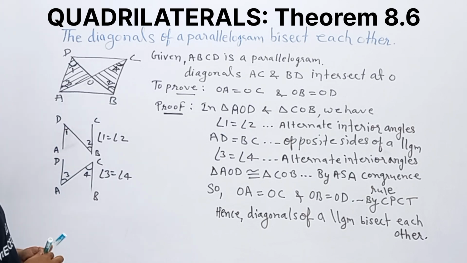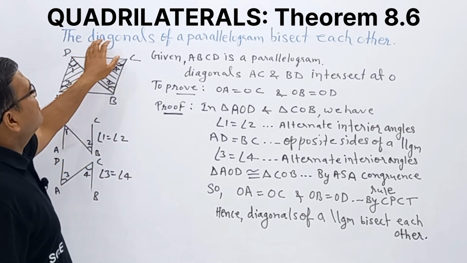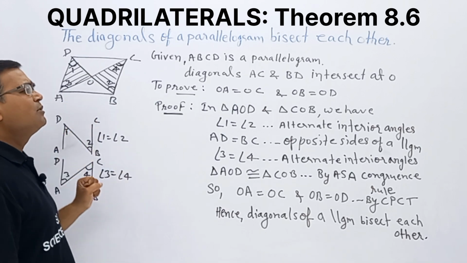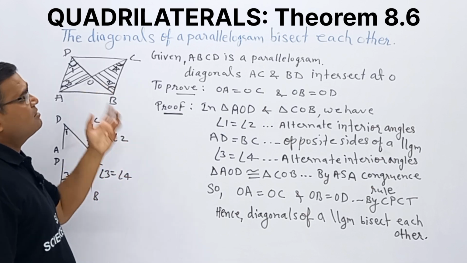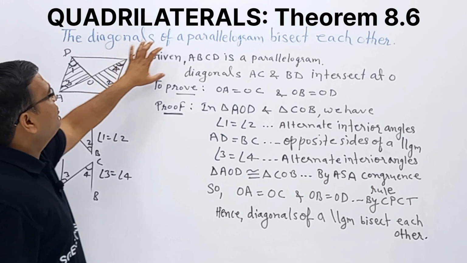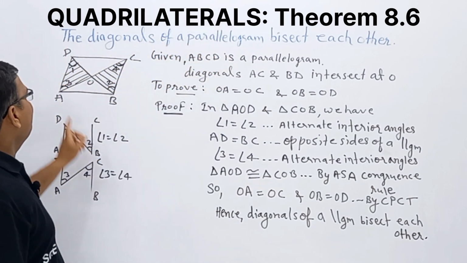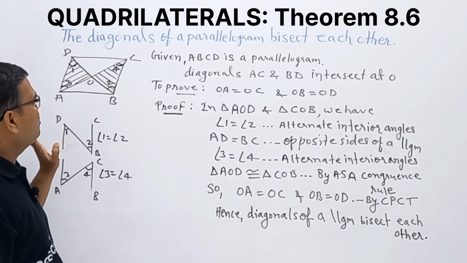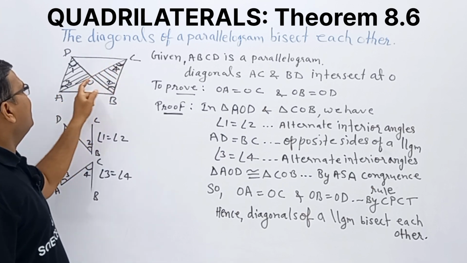Observe what we are doing in this question. We want to prove this theorem: the diagonals of a parallelogram bisect each other. How is this working? In the theorem we have a parallelogram. So we take one parallelogram, ABCD, in which AC and BD are diagonals and they intersect at O. These are the given things. We want to prove the diagonals are bisecting: OA equals OC and OB equals OD.